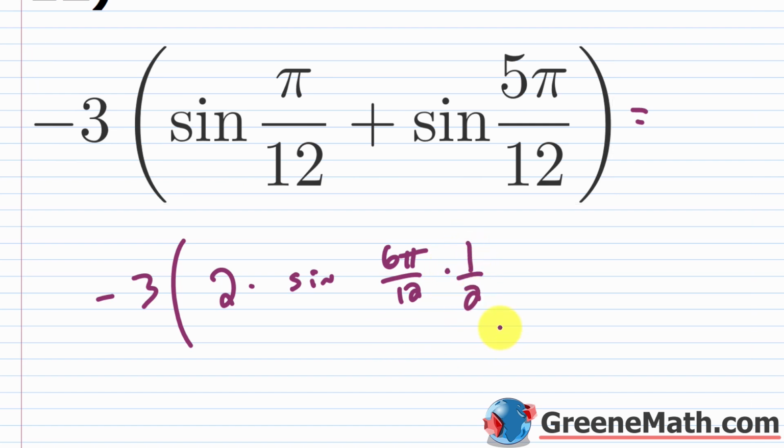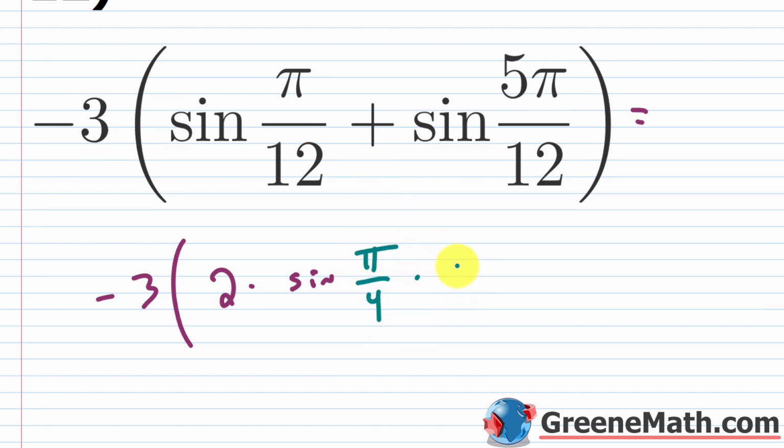And so here, let's just go ahead and cancel this with this. And that is going to give me a 3 up here. And then 12 divided by 3 would be 4. So this is going to end up being pi over 4. Okay, so we'll want 2 times sine of pi over 4.